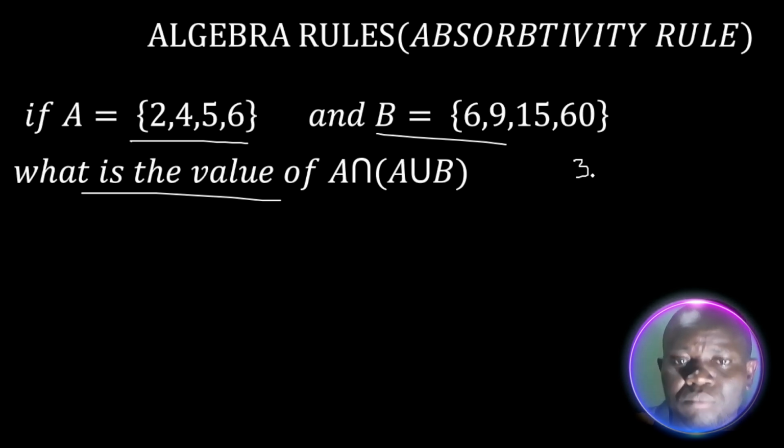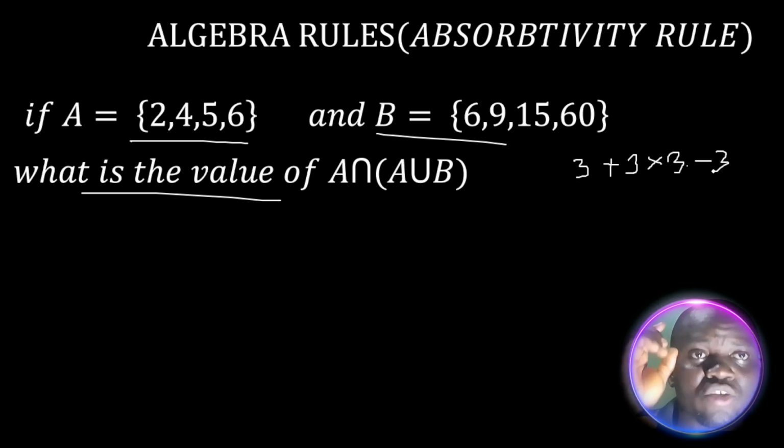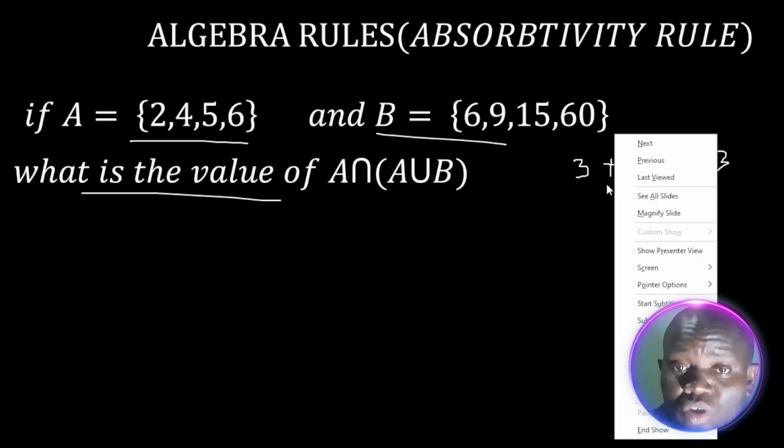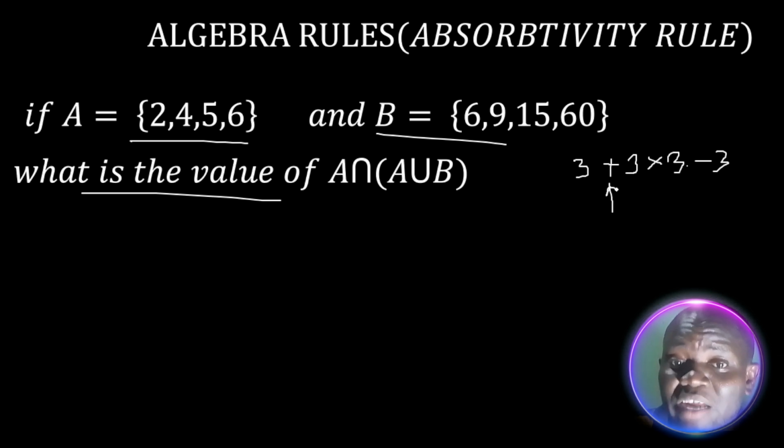They say 3 plus 3 times 3 minus 3. This is an expression. They ask you, what is the answer? You say BODMAS, multiplication comes before addition, but that is not the most important rule. The important rule is that you must be able to count the number of terms in this expression. And to count the number of terms, you need to identify where there is plus and minus.